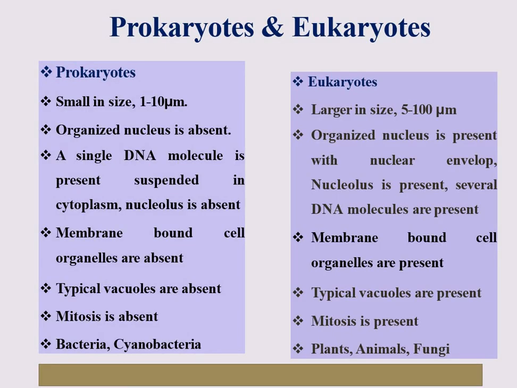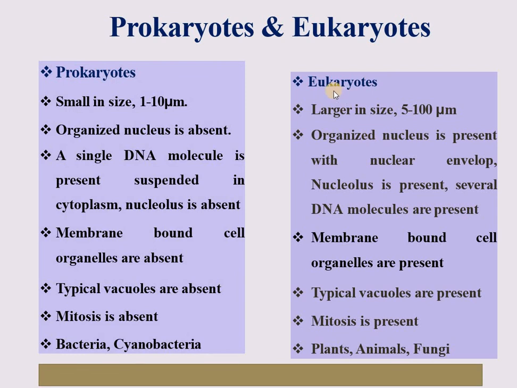Now we are in a position to differentiate between the prokaryotes and the eukaryotes. Prokaryotes are very small in size and they lack an organized nucleus. A single DNA molecule is present suspended in the cytoplasm and the nucleolus is absent. Membrane-bound cell organelles are also absent. Typical vacuoles are absent. Cell division, that is mitosis, does not take place.